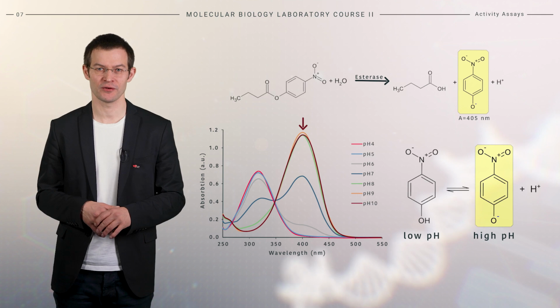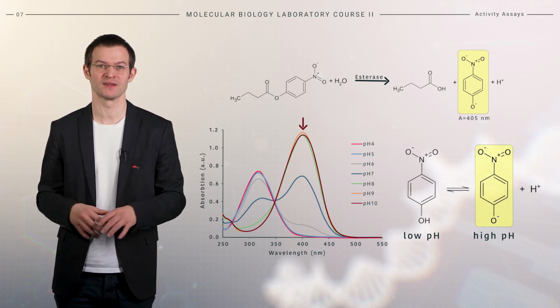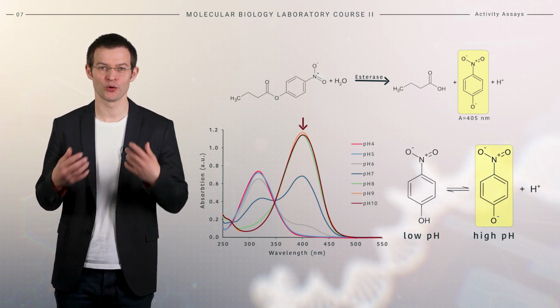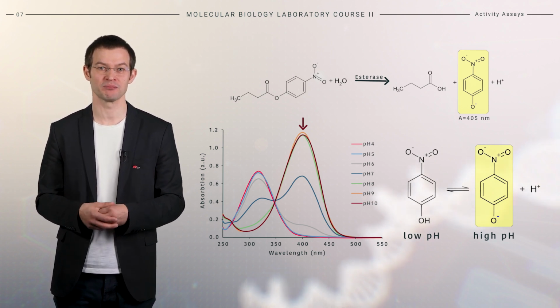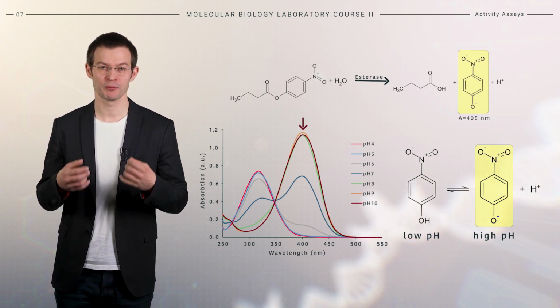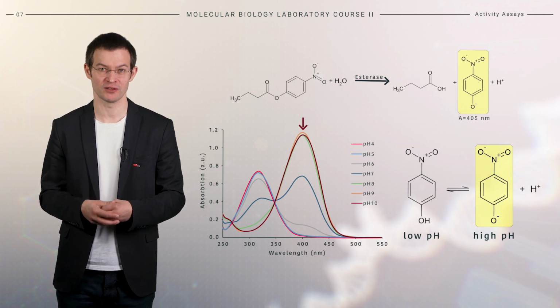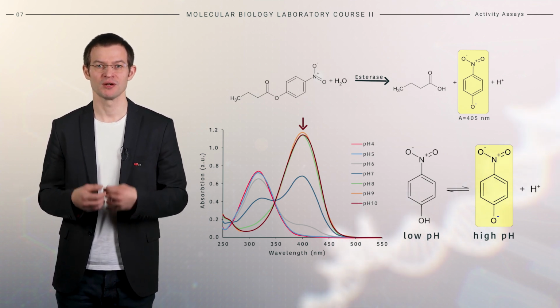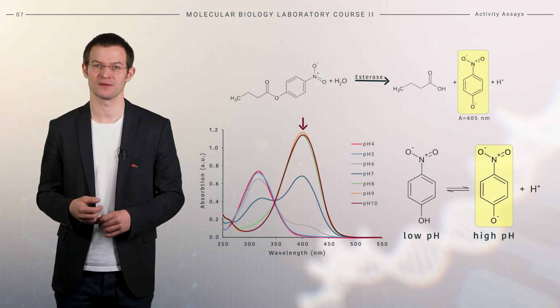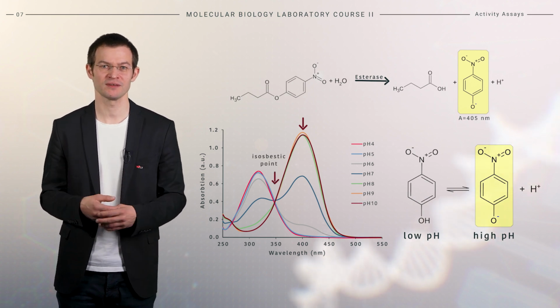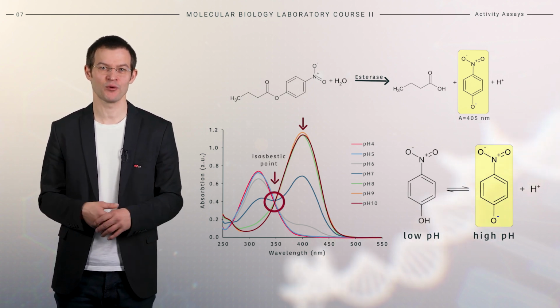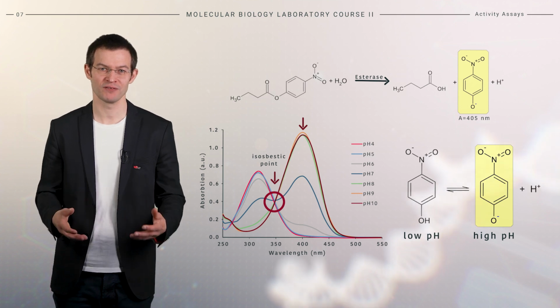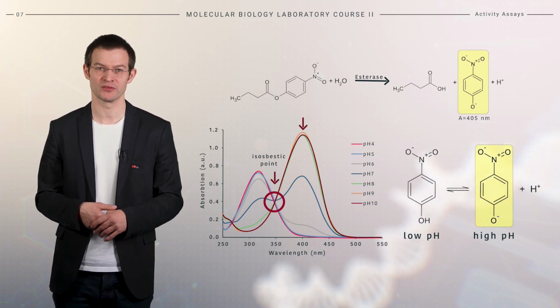its absorbance at 405 nanometer decreases significantly. This highlights the importance of controlling the pH during the measurements. To achieve reproducible results at 405 nanometer, we need to make sure p-nitrophenol is fully protonated. Alternatively, we can utilize the isosbestic point of p-nitrophenol at the wavelength of 347 nanometer.